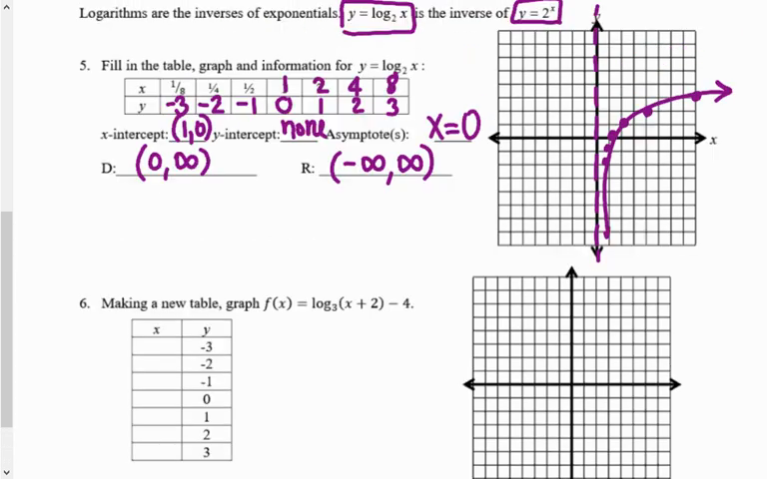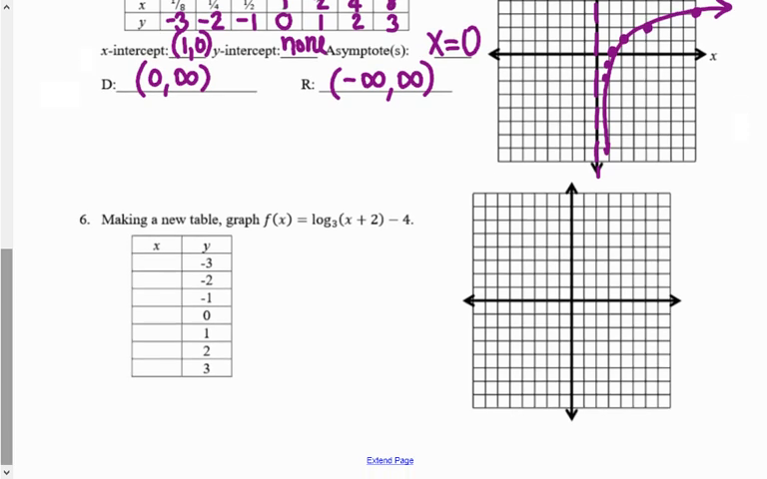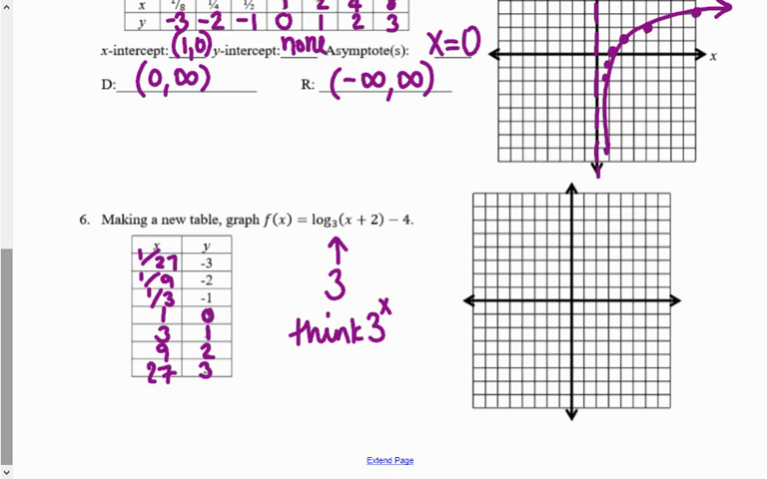One last bit here, if we were to do a log of something else, and we're going to transform it as well. So on this one, my base is a 3. Since my base is a 3, I'm going to think of 3 to the x when I'm making my table. So 3 to the 0 is 1, 3 to the first is 3, 3 to the second is 9, 3 to the third is 27. Over here on the negative side, I'd have 3 to the negative 1 is 1/3, 3 to the negative 2 is 1/9, and 3 to the negative 3 is 1/27.